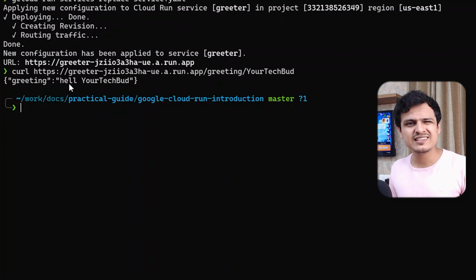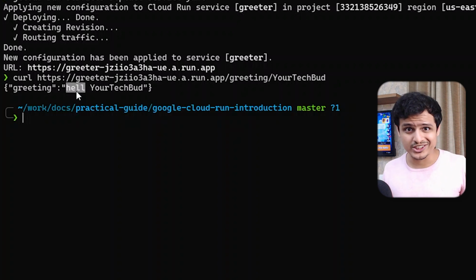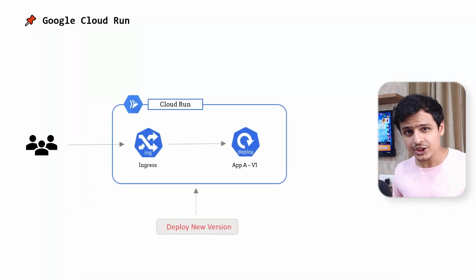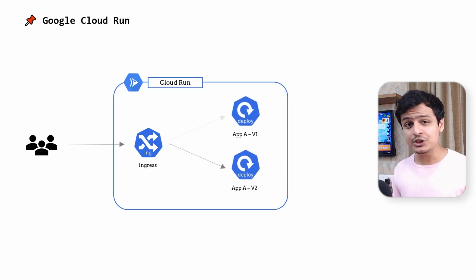Hold on a minute. There's a typo here. This is bad. So how do I roll back? Or even better, how do I progressively release my application to prevent everyone from seeing such a mistake? Well, this is where the concept of revision comes in. Whenever we deploy a new version of our application, we are basically creating a new revision of it.